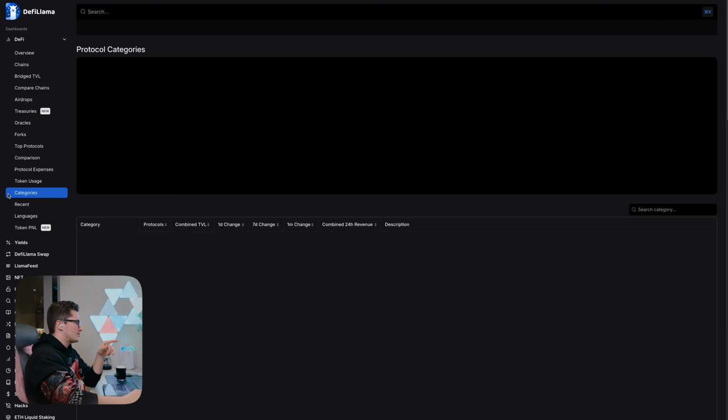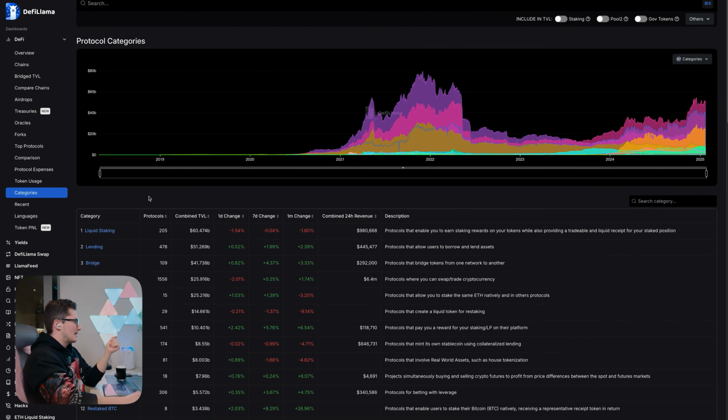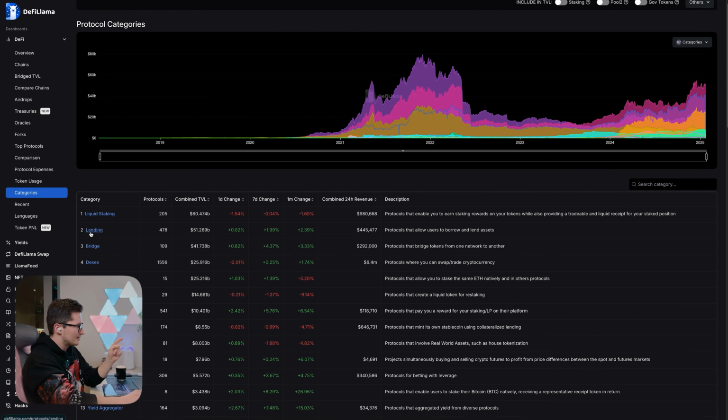And if you go to the analytics tool about all DeFi, it's called DeFi Llama, you will find the categories page, and you will find that the second category of DeFi applications based on TVL, with $51 billion and 478 protocols, is lending protocols. So they are a top category on each chain. You may ask the question, why?